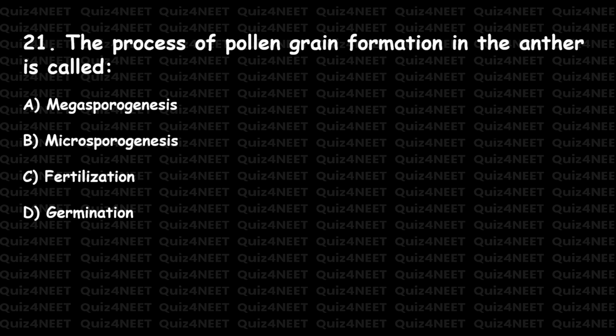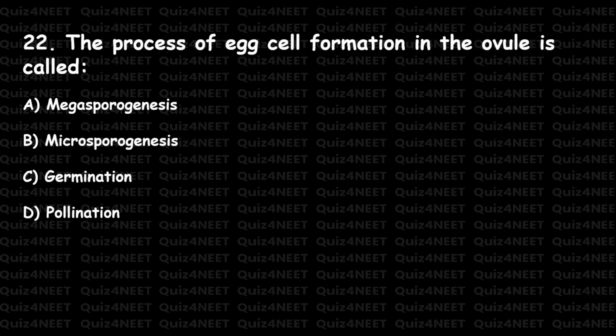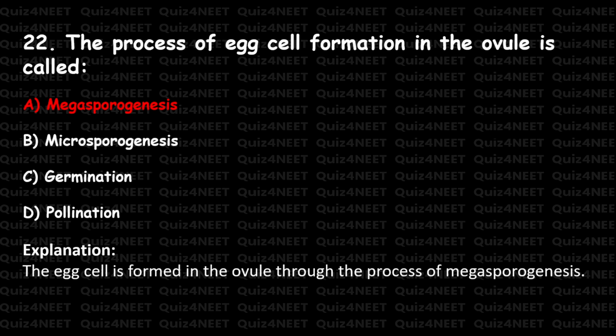megasporogenesis, B. microsporogenesis, C. fertilization, D. germination. B. microsporogenesis. Explanation. The process of microspore pollen grain formation in the anther is called microsporogenesis. The process of egg cell formation in the ovule is called A. megasporogenesis, B. microsporogenesis, C. germination, D. pollination. Right answer, A. megasporogenesis.